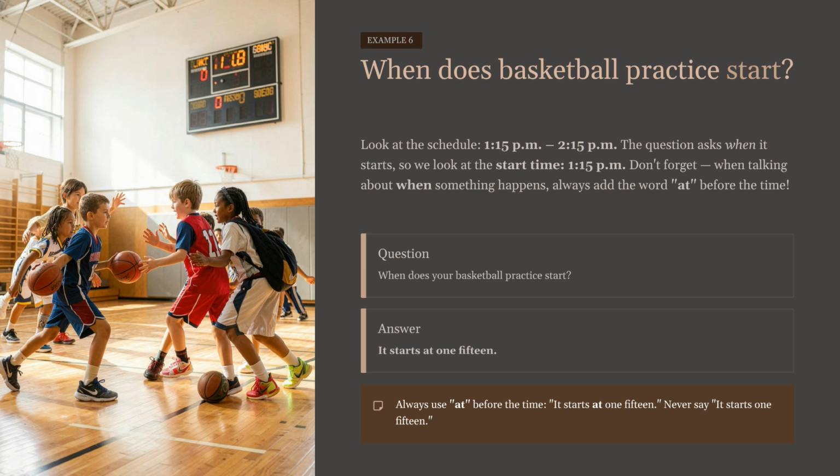Example 6. When does basketball practice start? The schedule says 1:15 p.m. to 2:15 p.m. We look at the start time. It starts at 1:15. Remember, always use the word at before the time. Say, it starts at 1:15.